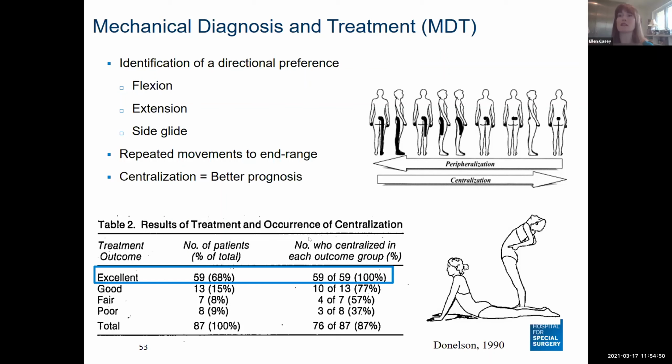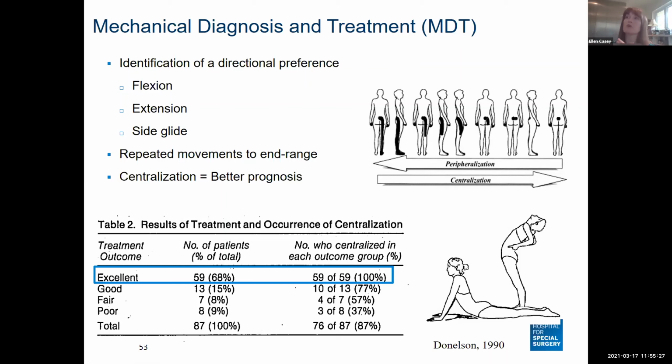There's not a lot of great studies out there that have investigated this, but the Donaldson one is pretty good. What this shows in this chart down here is basically they had 87 patients in this study, and they looked initially to see, do they have a directional preference? And if so, if we give them exercises like they hurt with flexion and we give them extension, how do they do? So, basically what was great in this study is that the majority of patients did show a directional preference. And you can see if you match the outcome, the movement with their direction, they do really well.